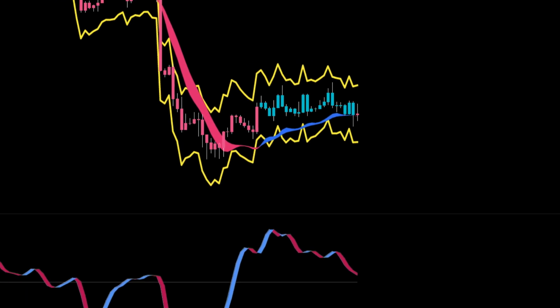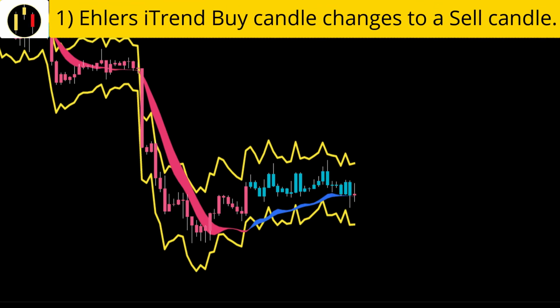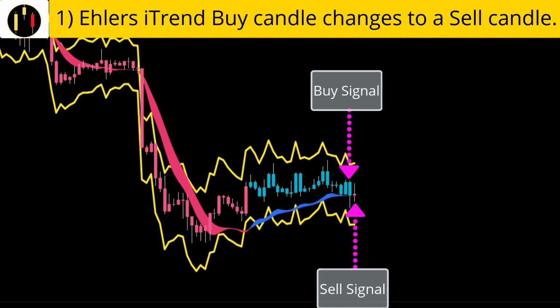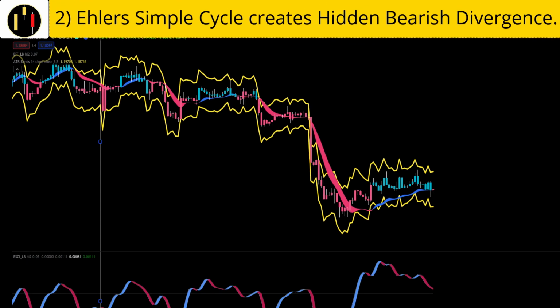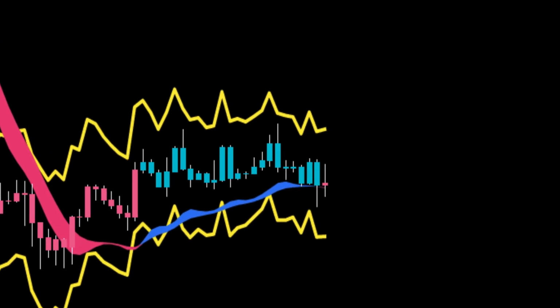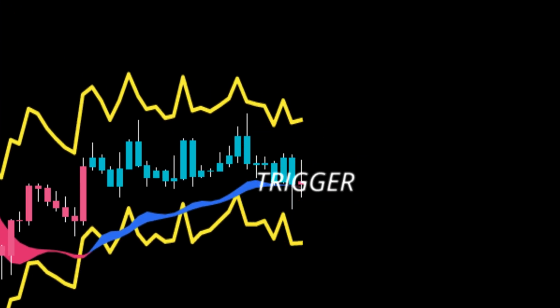This is what I will test for shorts. First, the Ehlers Instantaneous Trend buy signal must change to a sell. This is represented by a blue candle followed by a red one. Second, the Ehlers Simple Cycle has to show hidden bearish divergence. On the chart, we are looking for a lower high on price and a higher high on the indicator. Our criteria for entry are met on this trigger candle.